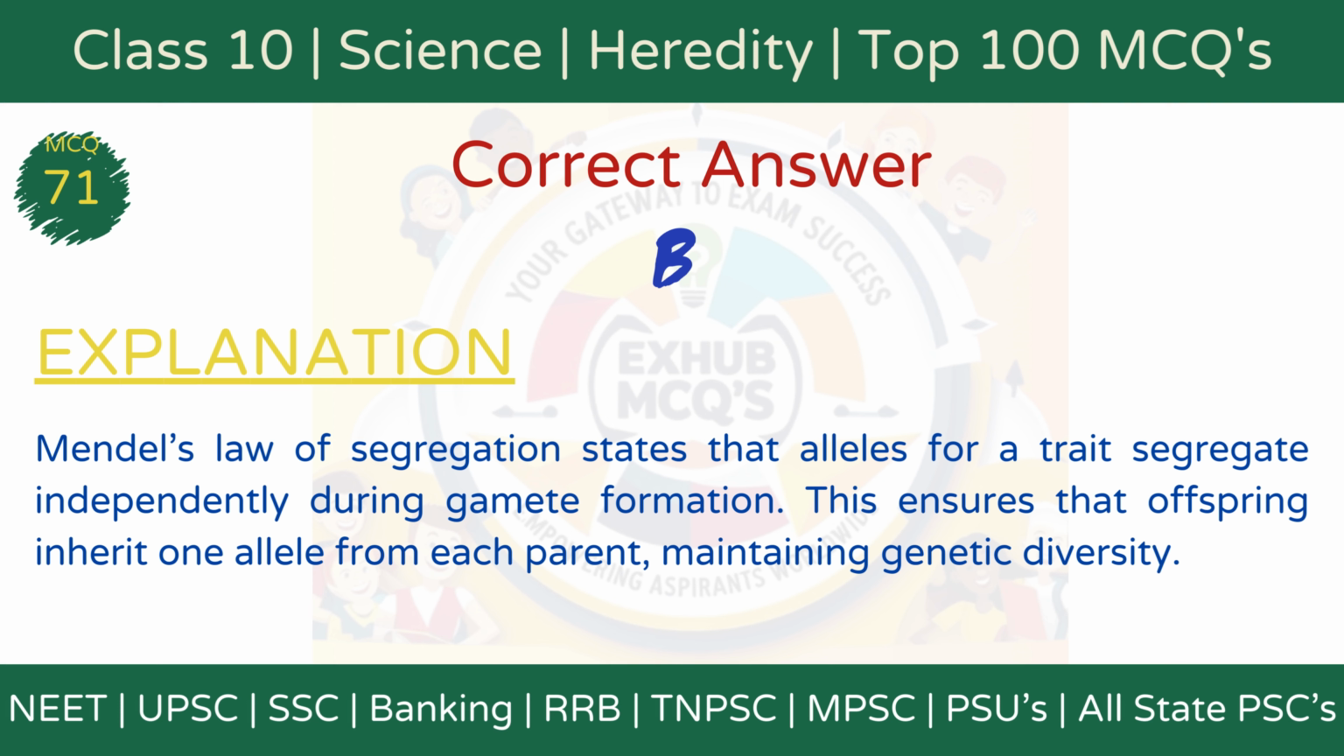Explanation. Mendel's law of segregation states that alleles for a trait segregate independently during gamete formation. This ensures that offspring inherit one allele from each parent, maintaining genetic diversity.